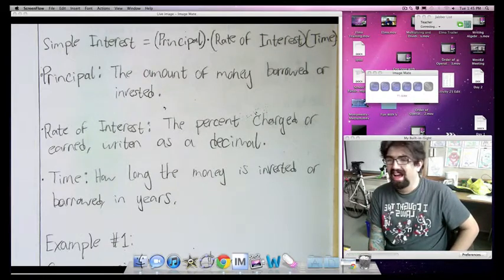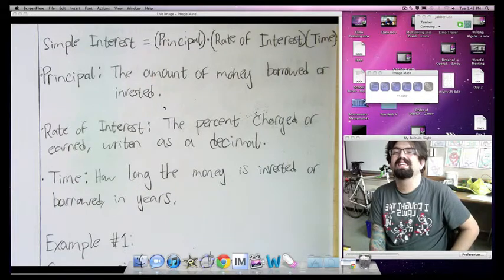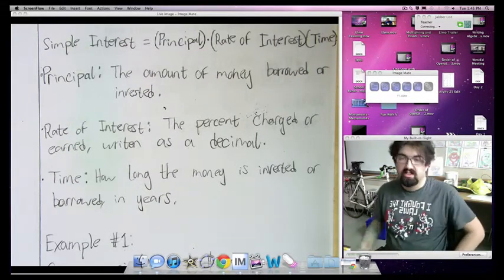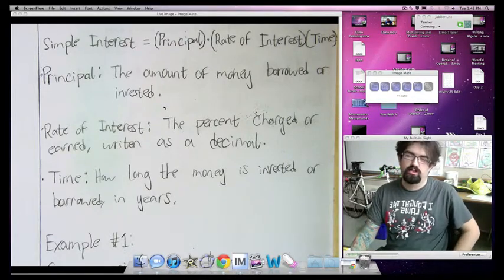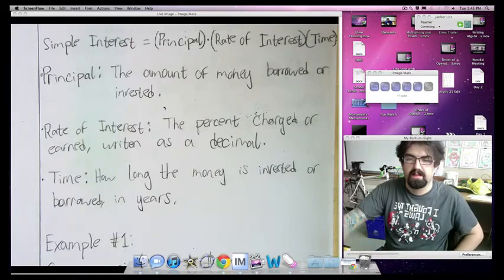Time: how long the money is invested or borrowed, in years. So if I tell you 20 months, 20 months isn't a full year, and it's not a full 2 years, so it's a fraction or a decimal, and you'd have to figure that out. We'll have a problem like that in a minute.